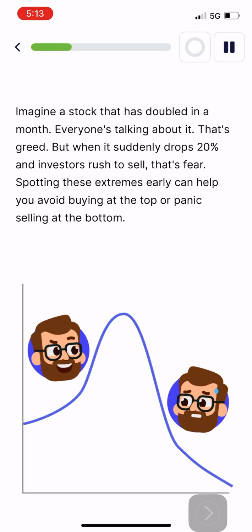Imagine a stock that has doubled in a month. Everyone's talking about it. That's greed. But when it suddenly drops 20% and investors rush to sell, that's fear. Spotting these extremes early can help you avoid buying at the top or panic selling at the bottom.